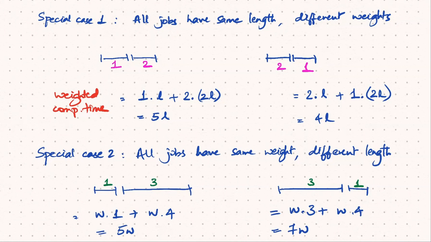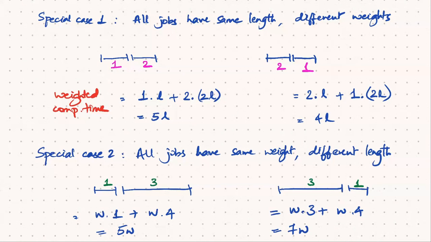So what we observe is that when the jobs have the same weight, we would want to schedule the smaller duration jobs first and keep the longer jobs later, because a long job initially would increase the completion time of all the subsequent jobs, which would increase the weighted completion time.